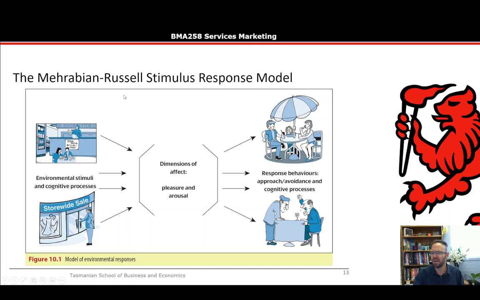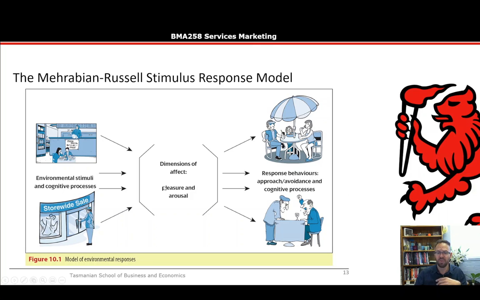Here we have, quite simply, the model of environmental responses. We have environmental stimuli and cognitive processes. Cognitive processes are the way that we think and rationalise, the way our brain computes things about what's going on. And then we've got these dimensions of affect. Now, it's not effect, it's affect. Affect is emotions, our states of mood, right?